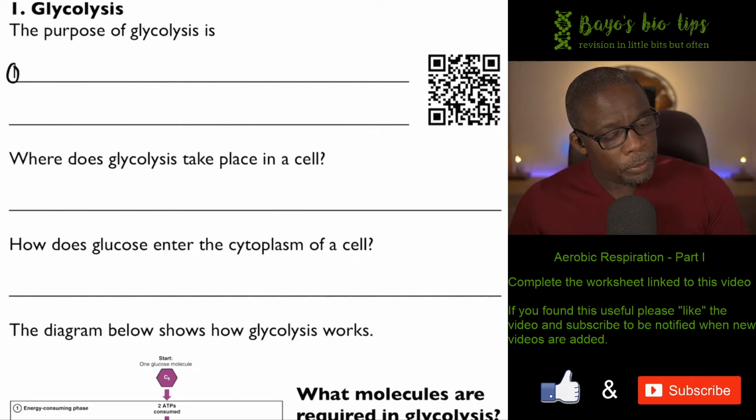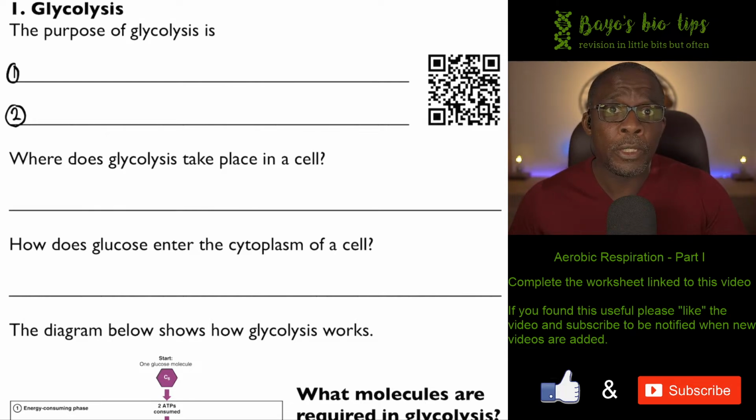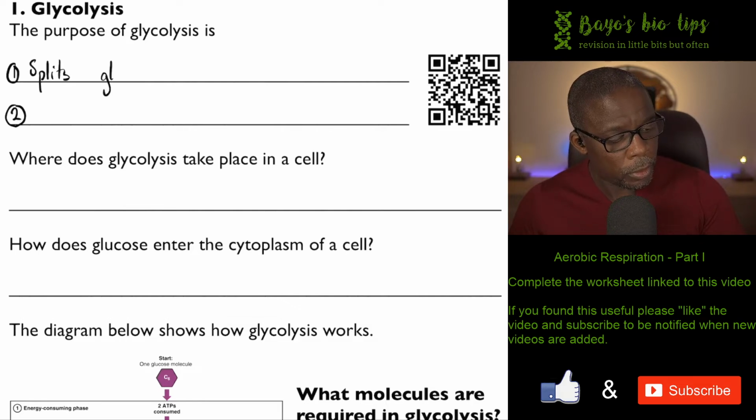So number 1, glycolysis from the Greek means to split glucose. Okay, so in this case, you're going to be splitting glucose into 2 molecules of pyruvate. So it splits glucose into 2 molecules of pyruvate.